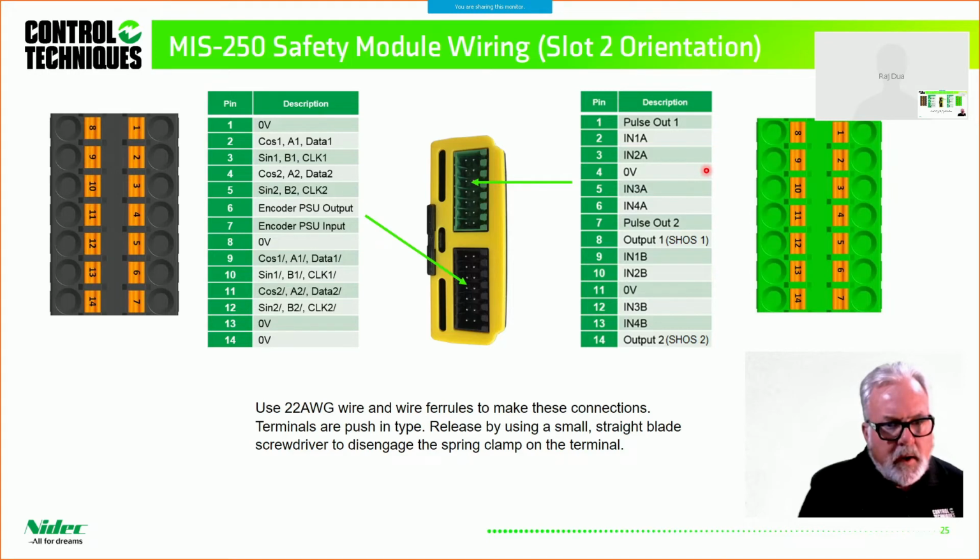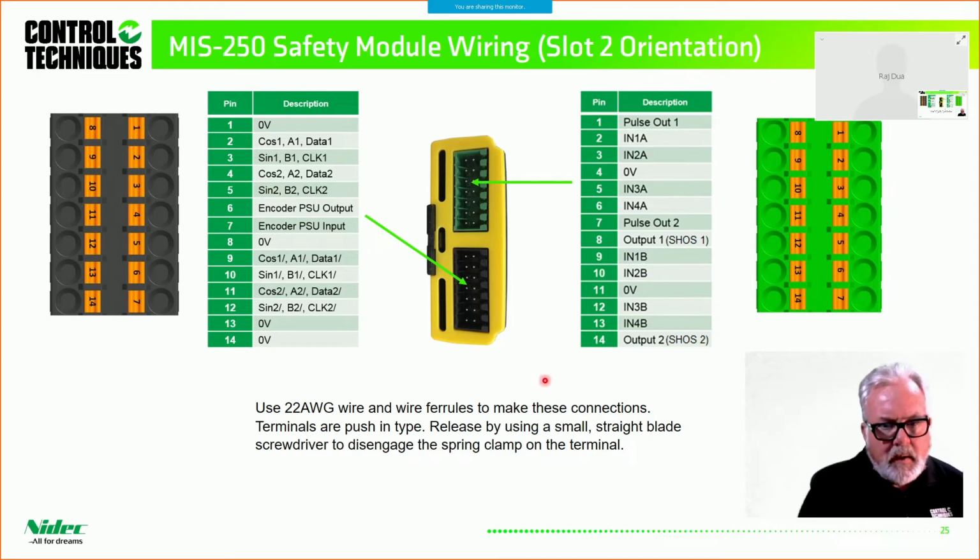Now, if you turn it sideways, here's where things get interesting, because when you put it in slot 2 of an MiS 250, then the orientation is as shown here, right? So now here are the encoder connections, right? Here are the I/O connections that you see here, right? So pin 1 is over here now. So keep that in mind. So there's 1 through 7, 8 through 14.